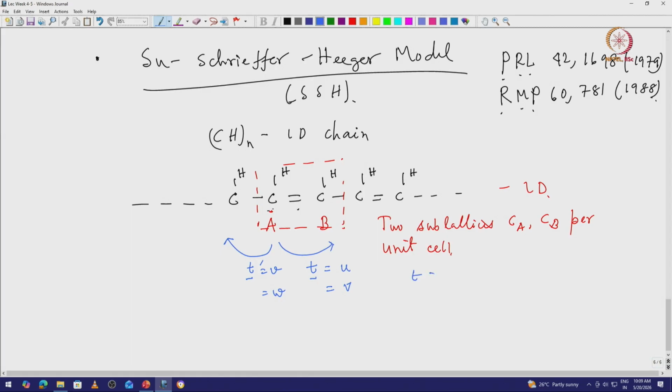And generally T and T prime are not equal. If they are equal, then you do not need 2 sublattices, and we will see the consequence of that. But when T and T prime are not equal, whether T is greater than T prime or T is less than T prime, this is where the topological phase transitions will happen.